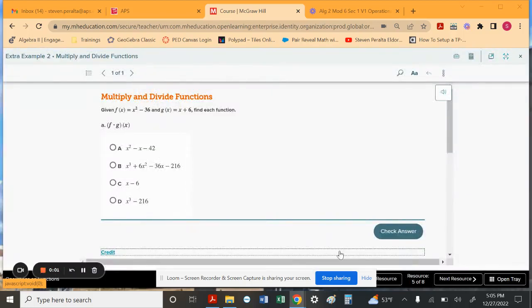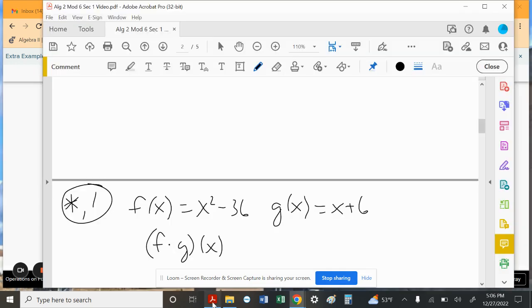So now that we've done adding and subtracting, our next thing to do is to move into multiplying and dividing. So here we have our two functions again, f of x and g of x. F of x is x squared minus 36. G of x is x plus 6. Notice this has a dot here, so that means we're going to multiply the two functions together. So we have f times g of x. So we're going to go ahead and do that next.